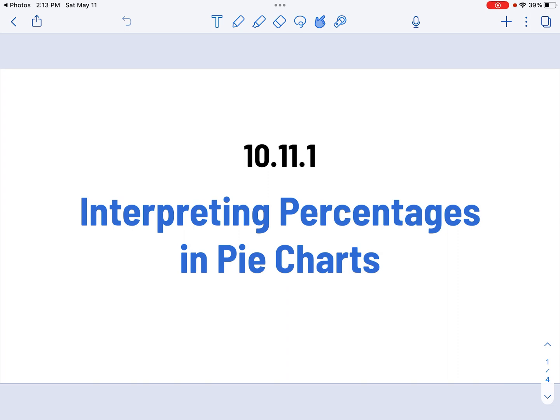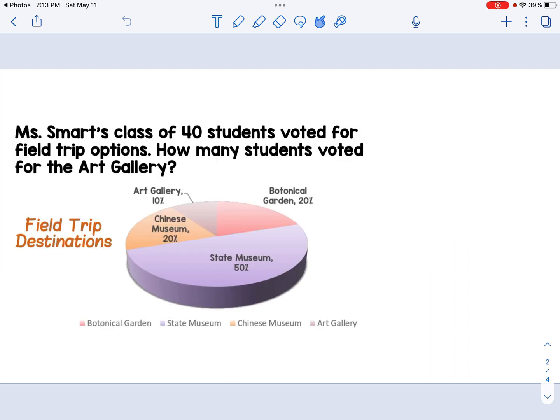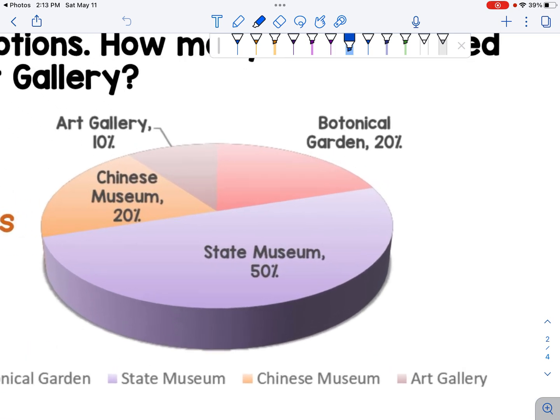Hey, sixth grade, it's lesson 11, interpreting percentages in pie charts. In our last lesson, we used pie charts to answer some questions, but what we knew from the pie charts were specific numbers of people or things. This time I want you to see that this pie chart here has percentages. We are going to use those percentages to find the quantity, or the how many of something.